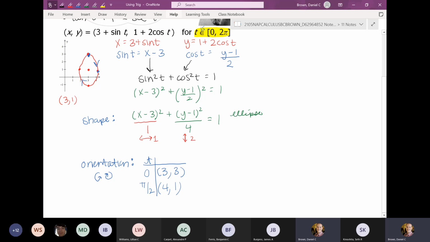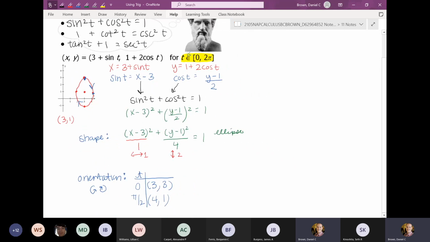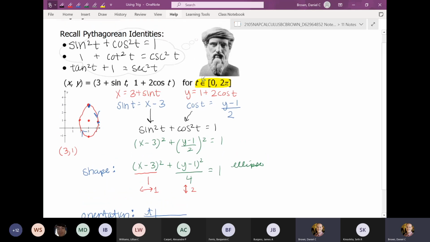So how can we interpret this? This is an ellipse going around clockwise, and that's the pre-calc version of what we're doing. Where we're headed with this, and you can see why knowing what the graph looks like is helpful, we might ask, hey, when is there a horizontal tangent line? When is there a vertical tangent line?